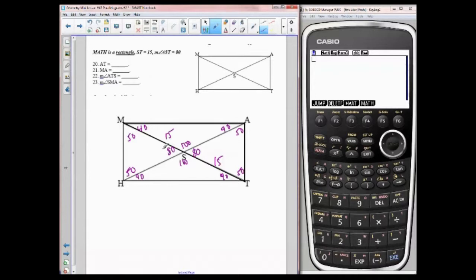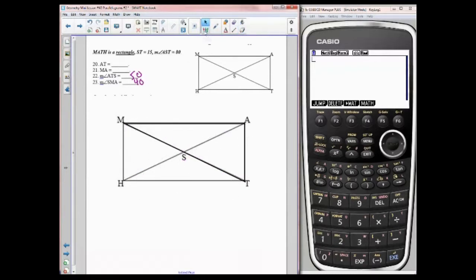So the angles are easy. We got A at ATS. So here's ATS, that's going to be 50. And SMA, that's going to be 40. Here's the problem, and this is why I picked this one, is that we need to find AT. Well, let me erase all this again, and I'm just going to show you what we're looking at.